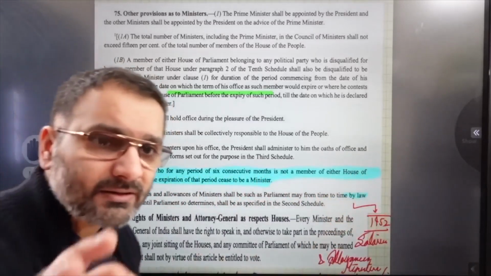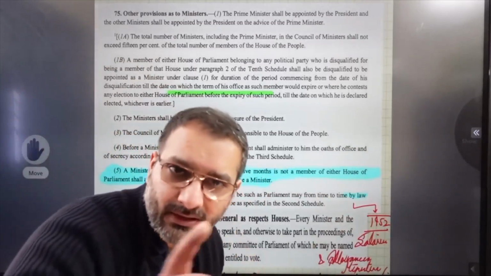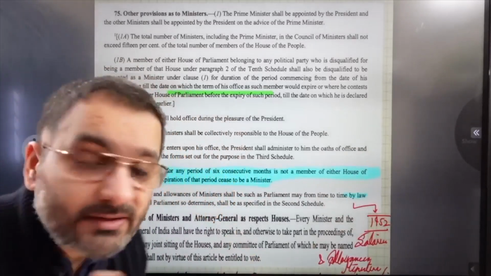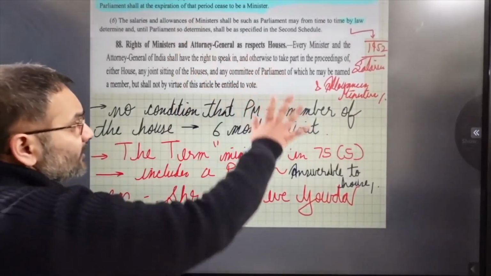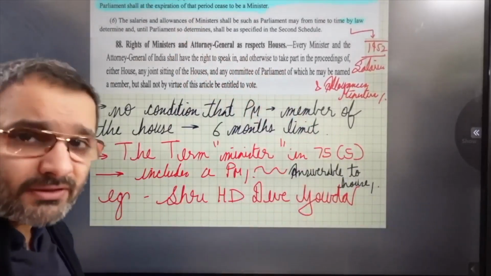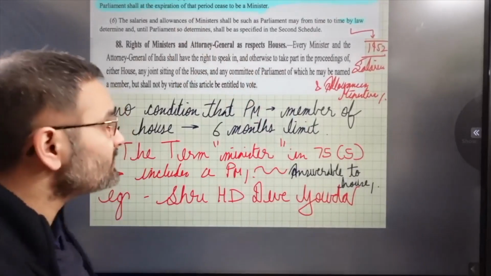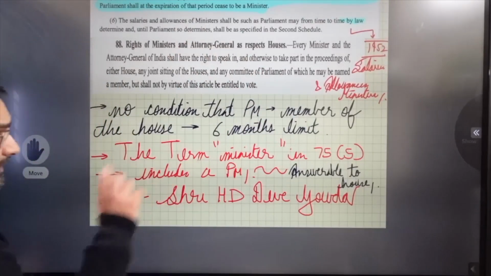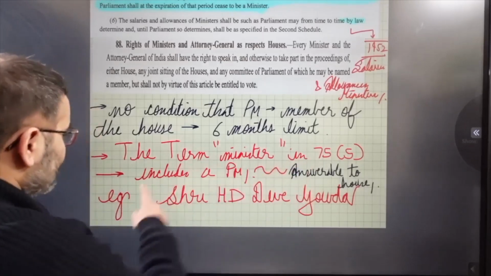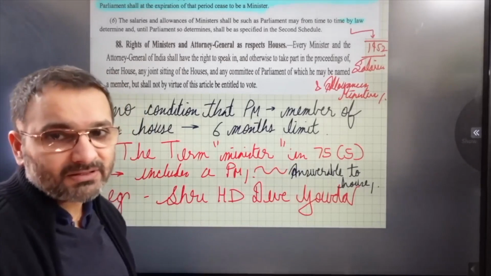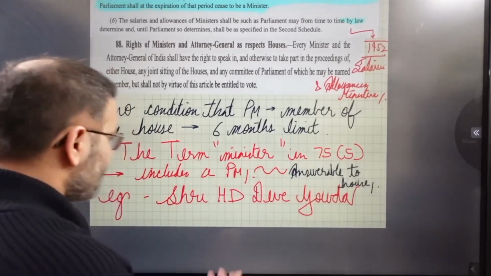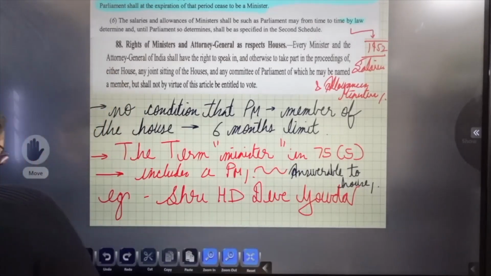So can a person who is not a member of either house of Parliament be a PM? Yes. There is no condition. Article 75 does not bar it, and Article 88 already allows you to participate in the proceedings of either house, correct? So there is no bar. The term minister in 75 clause 5 includes a PM, and the PM is answerable to the House. Example, Shri H.D. Deve Gowda was such a case.